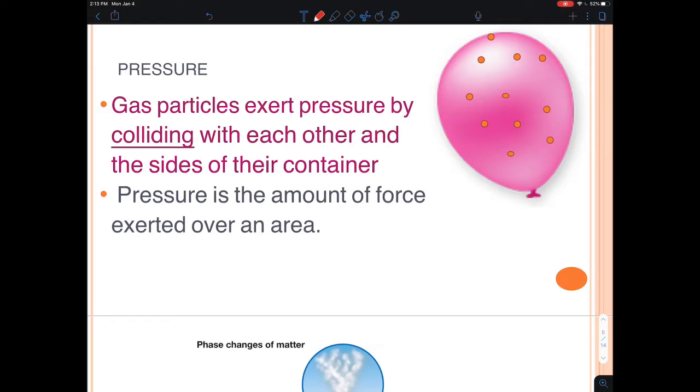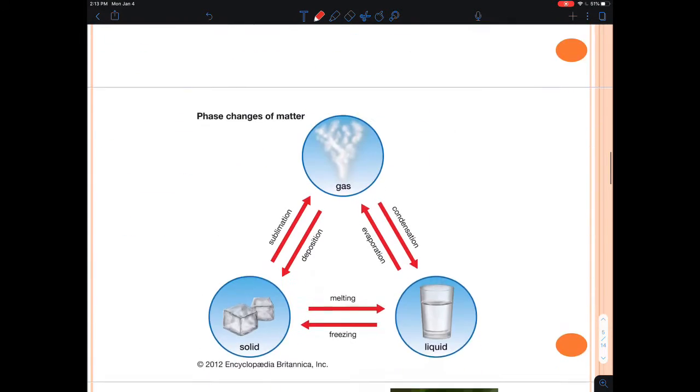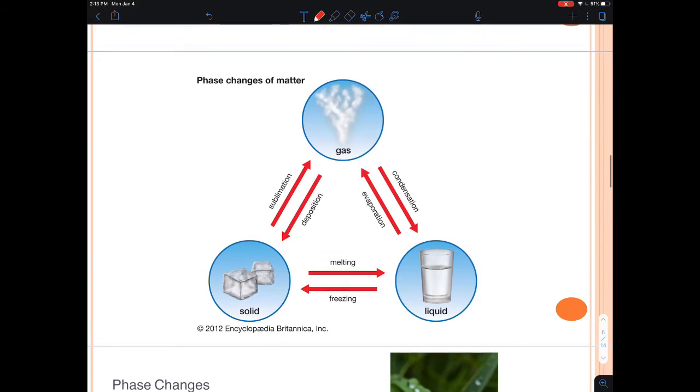So, gases exert pressure by colliding with each other and the sides of the container. So if you imagine a balloon that's filled up, what's going on is these gas particles are moving all about and they exert pressure when they collide with the walls of the container here. So that's really what's keeping the balloon inflated, is that you've got these gas particles constantly pushing or colliding against the container. And so pressure is defined as the amount of force over an area. Okay, so make sure you understand how gases exert pressure.